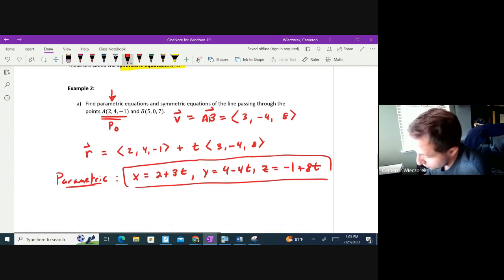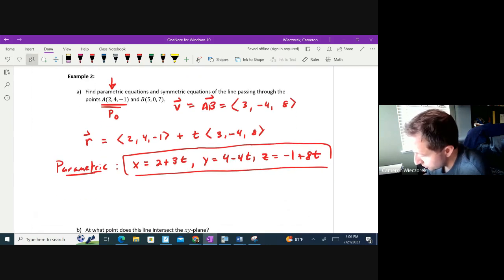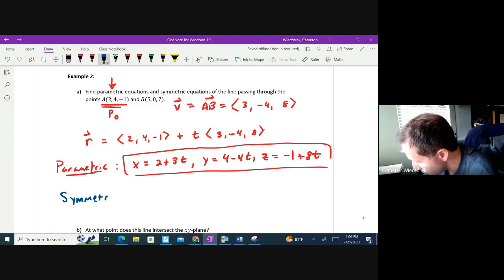And then again, from there, if you already have the parametric equations, you can just solve for t, or you could set it up from scratch, even if you didn't have the parametric equations. The symmetric equations, look back up at the top of the page if you need to. It's x minus x naught over a. Well, here's our x naught, here's our y naught, here's our z naught, so we got to flip the sign.